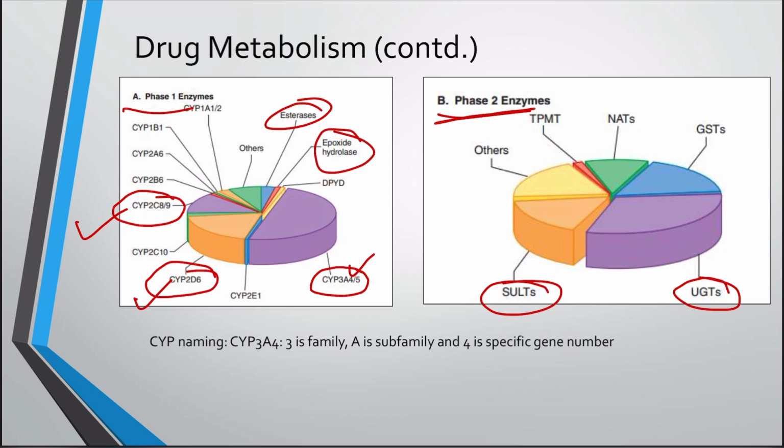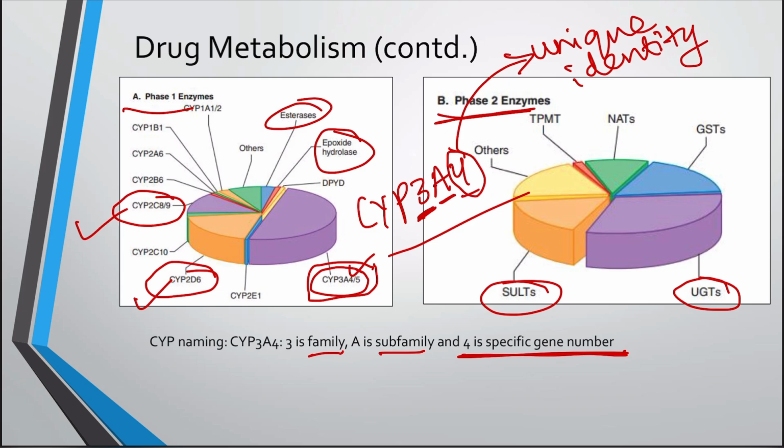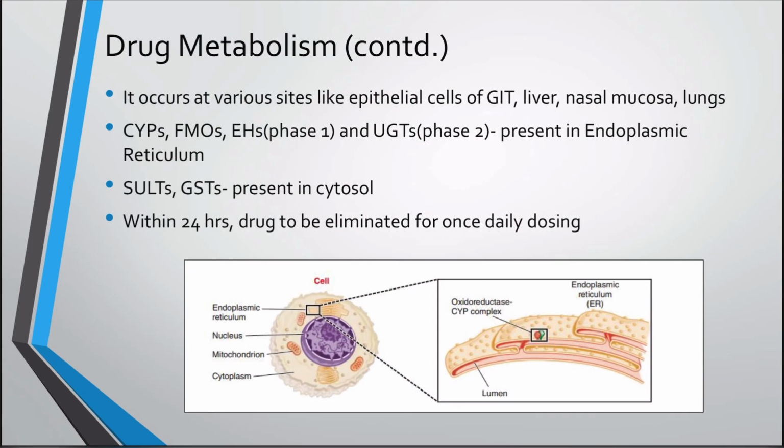Now coming to the nomenclature of the cytochrome P450 enzymes. As you can see here, it is CYP3A4. The 3 indicates the family. Then A indicates the subfamily of the cytochrome enzyme, and 4 indicates the specific gene number. So basically 4 is the unique identity of that particular cytochrome enzyme, 3 is the family, and A is the subfamily. So this is about the nomenclature of the cytochrome enzymes. Now let's discuss the sites where drug metabolism occurs.